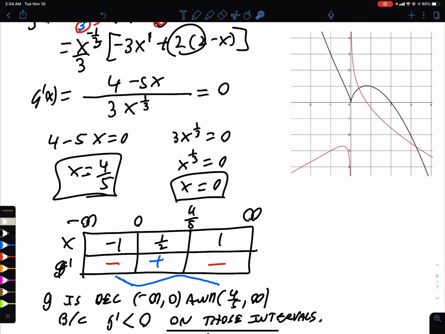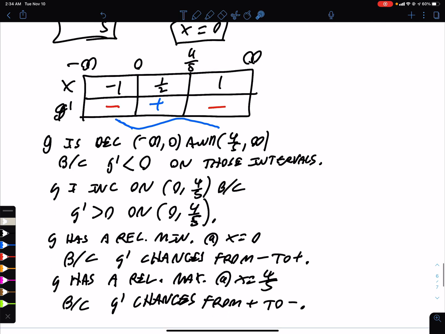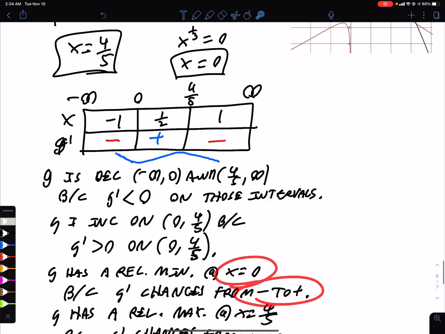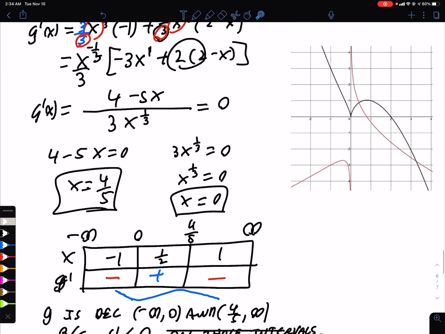Now, we said there's a relative minimum at 0 because the derivative changed from negative to positive. That is verified here, relative minimum there. The derivative is positive to negative to positive. And right there we have a relative max because the derivative changed from positive to negative. All right.